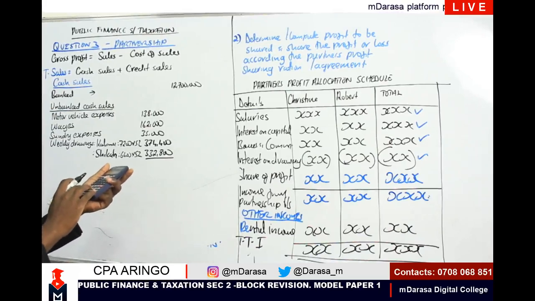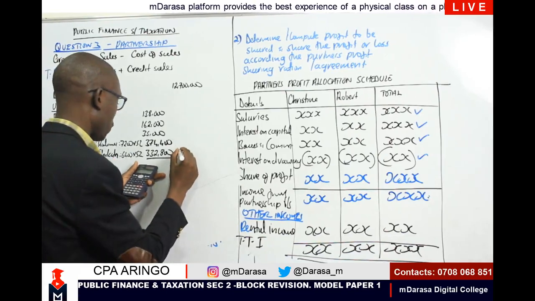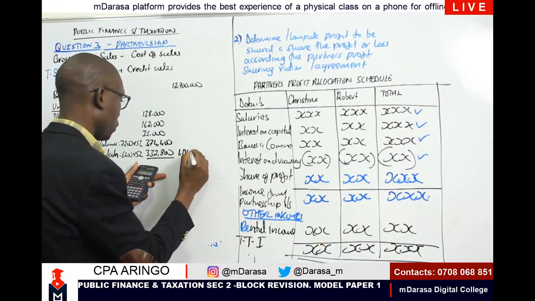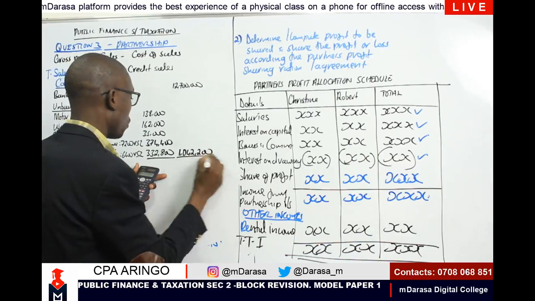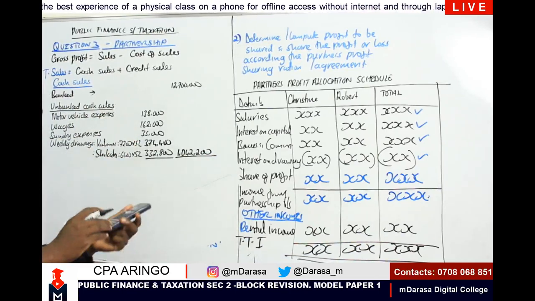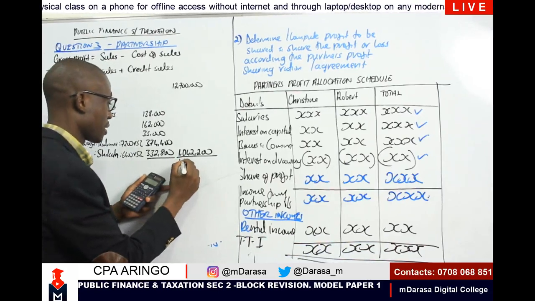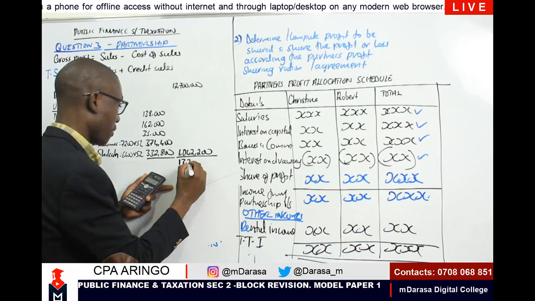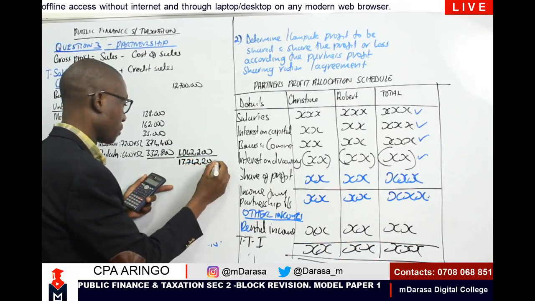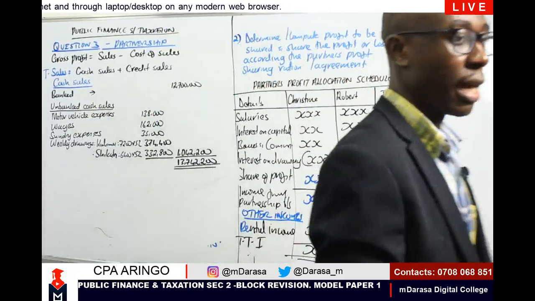Plus 374,400, plus 35,000, plus 162,000, plus 138,000. So therefore, I'm going to talk of a figure of 1,042,200. I'm just summing up all this. You can assist me to sum up to see if you are correct. Then we add 12,700,000. So you can clearly say that my cash sales were 13,742,200. That will be our cash sales.